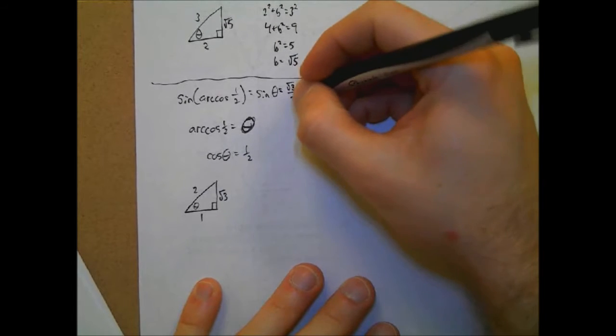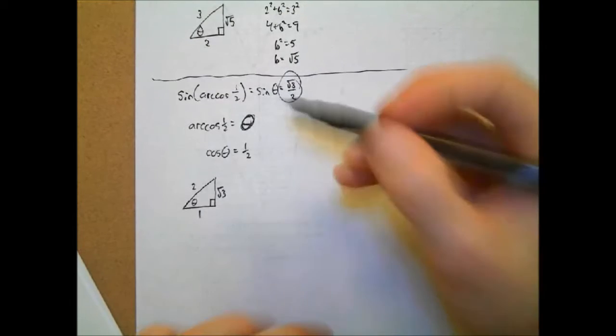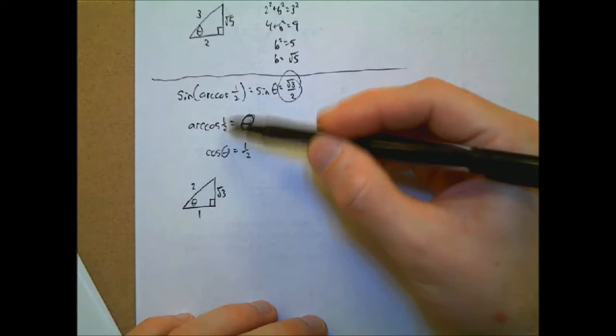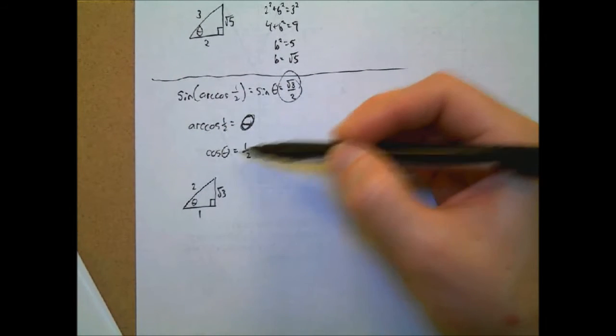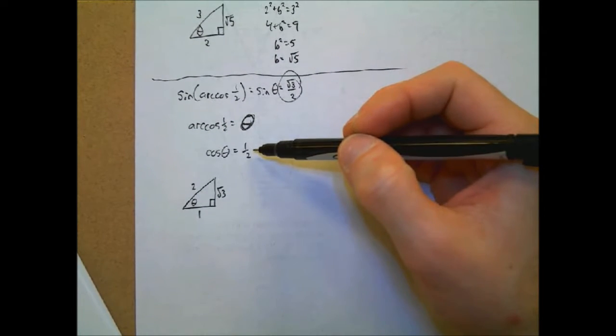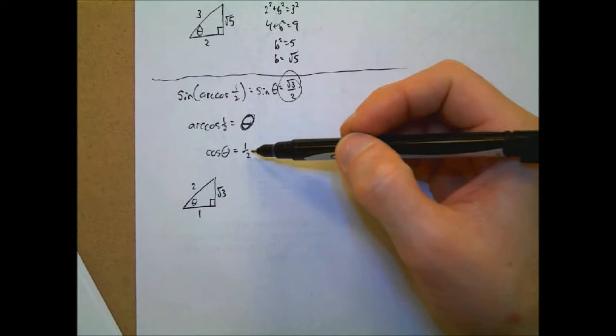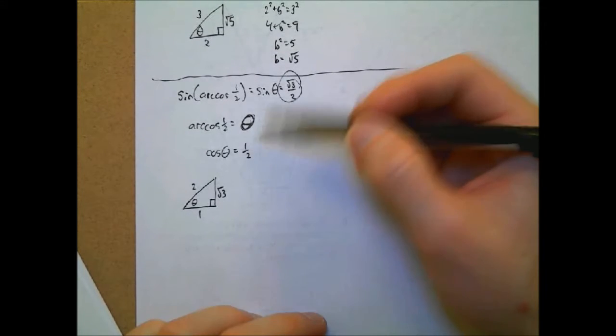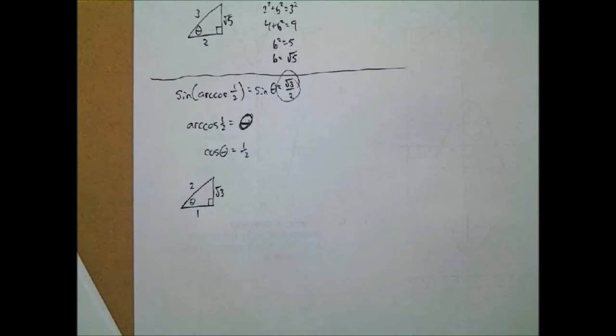Okay. In this case, we can actually figure out what theta is, right? Arc cosine of 1/2. Cosine of what angle gives us 1/2? What's that going to be? It's going to be pi over 3, right? And so then sine of pi over 3 gives us that root 3 over 2. So you also could have figured out the actual angle there because it was one of our unit circle angles. Okay?